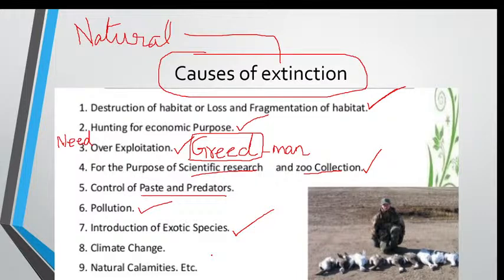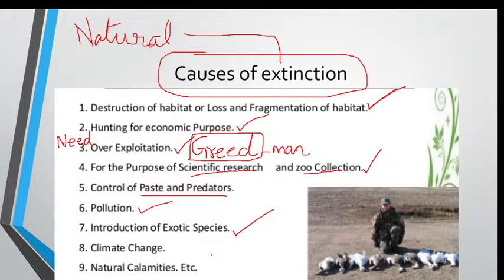Exotic species means what? You introduce some organism which is found in another place into a new area. For example, if you are introducing a fish from Gujarat to Velayani Lake, or a fish from Pakistan, or a fish from Africa to Velayani Lake, that is known as an exotic species. What happens to this exotic species? Some exotic species, when you introduce them, will die off. But some exotic species, when introduced, because it's a new habitat for them, will increase in number enormously.